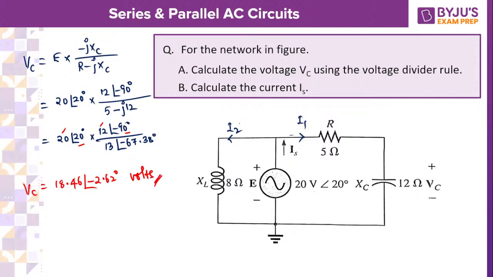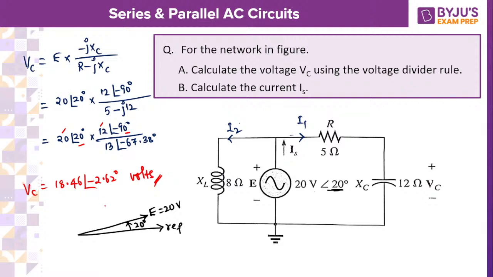So how to draw it now? Source voltage, if you take up the phasors, source voltage is having a phase angle of 20 degrees. So let me take up the reference. From the reference, source voltage is at 20 degrees. So this is my source voltage, whose magnitude is 20, and the phase angle is 20 degrees.